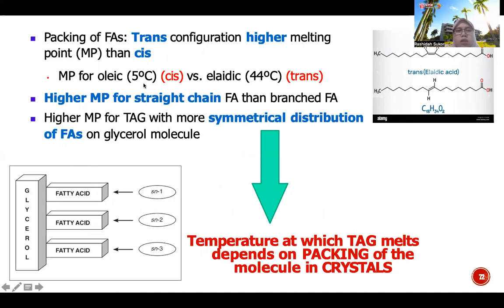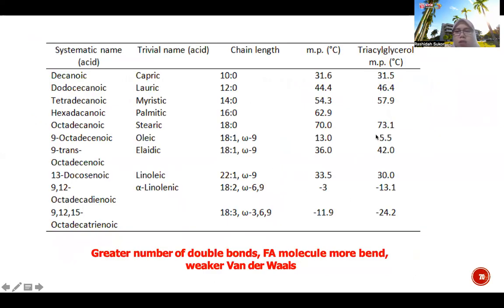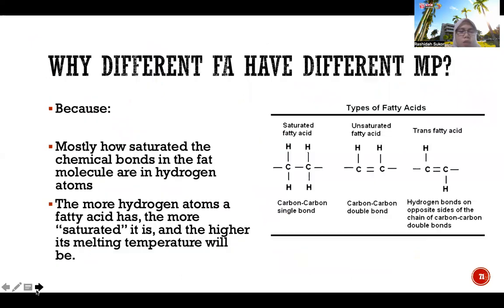So tengok kat sini, it is 5 degrees C. Kalau dia dalam bentuk ni lah. Okay, kat sini kan. Kita tengok kat sini. Okay, if it is in triglyceride form.